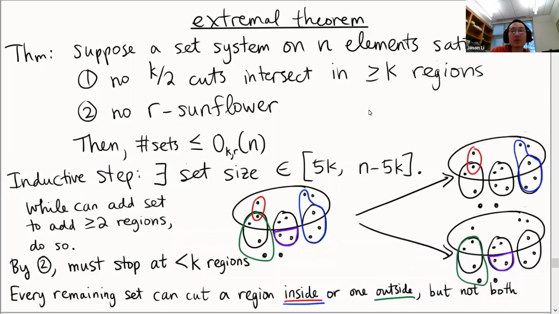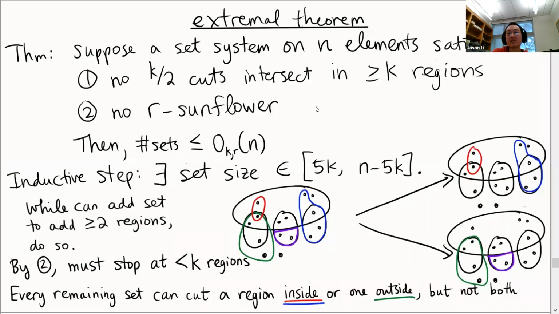So now what we want to do is apply induction. So we're going to split this set system into 2 set systems. We want these to be smaller size at the end. So we're going to take the sets that intersected region inside and put them in one of the set systems, and take the ones that intersect outside into another set system. Again, if it didn't intersect either inside or outside, then we just add it arbitrarily into either one.